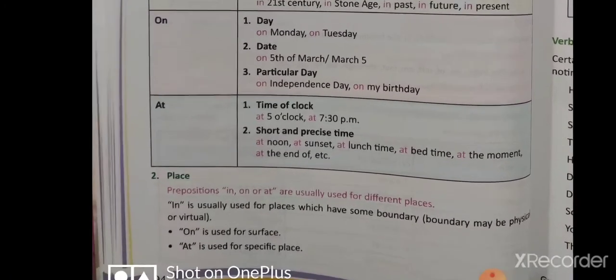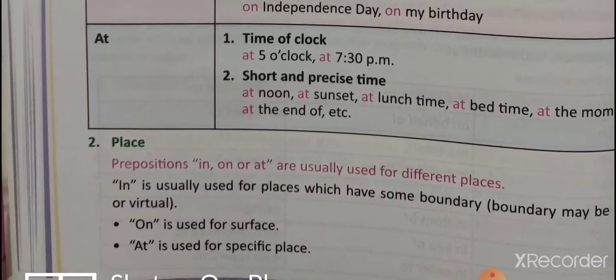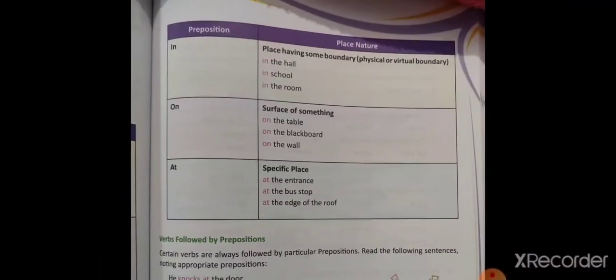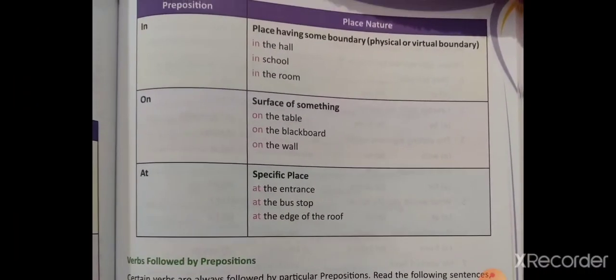Next is place. The prepositions used for places are in, on, at. On is used for the surface, at is used for a specific place. In is used for places having some boundaries, physical or virtual: in the hall, in the school, in the room. On is for a surface: on the table, on the blackboard, on the wall. At is for specific places: at the entrance, at the bus stop, at the edge of the roof.